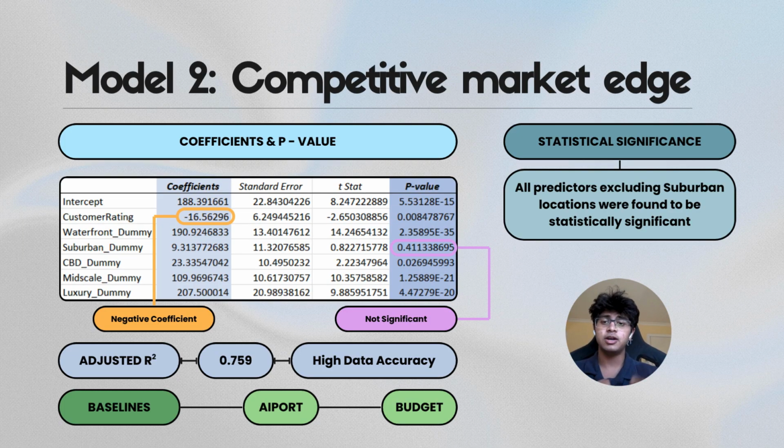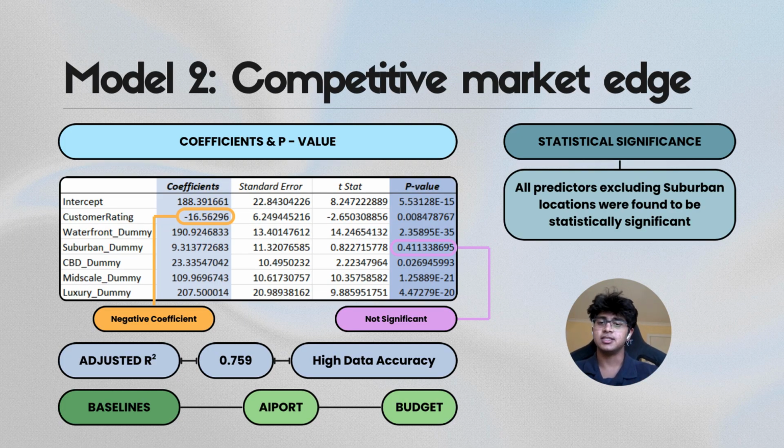While most predictors were highly significant, with p-values below 0.05, the suburban zone was a notable outlier, with a p-value of 0.41. This suggests that suburban pricing doesn't deviate enough from our airport baseline to be a distinct predictor.